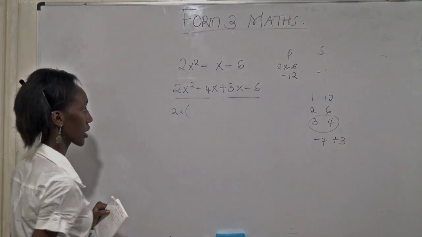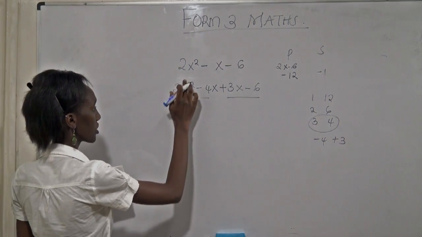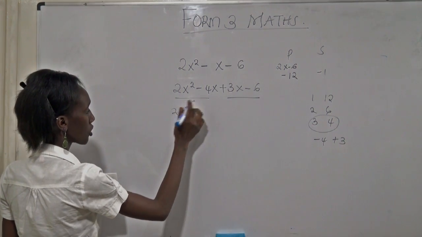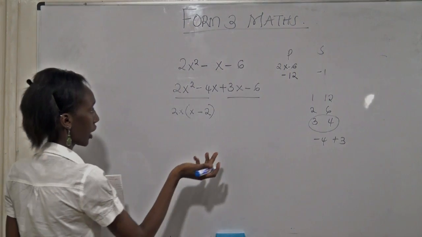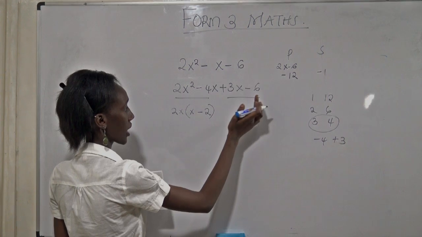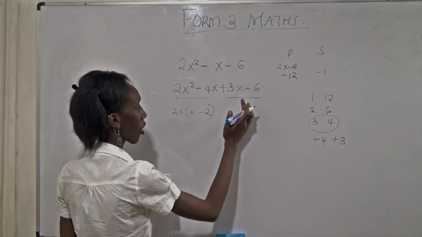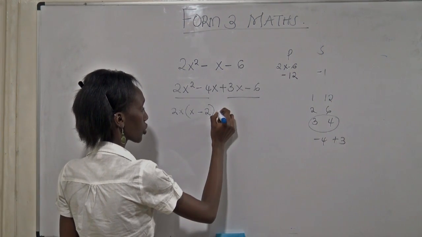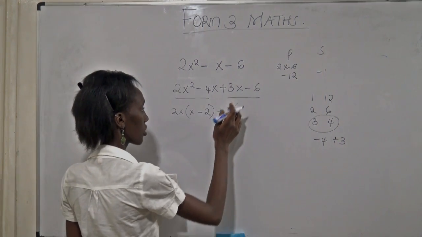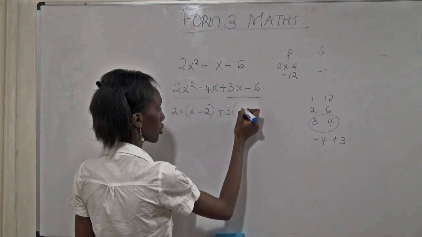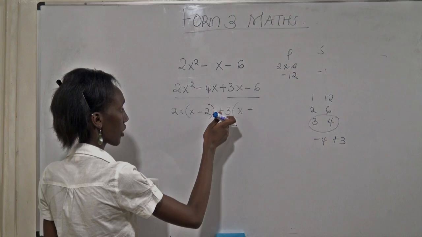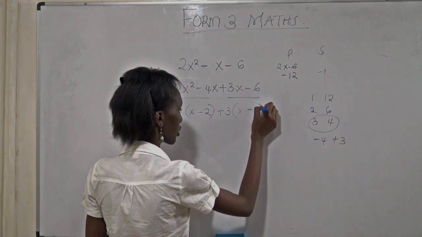So open up the bracket. So 2x goes here, you're going to remain with an x. Then here you're going to remain with a 2. Then go to the next set of numbers, 3x minus 6. What is the common factor? We have 3. So I'm going to put positive 3 outside. Open up the bracket. 3 goes here, cancels out with a 3. You remain with an x. Then negative 6 divided by 3, you're going to get negative 2.